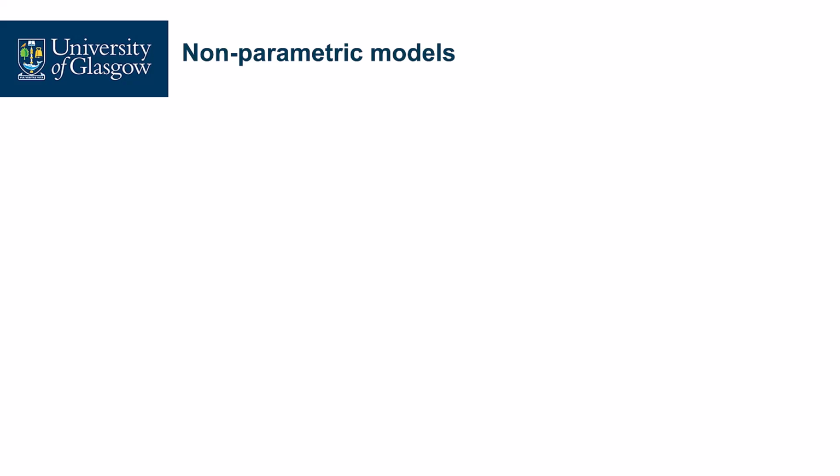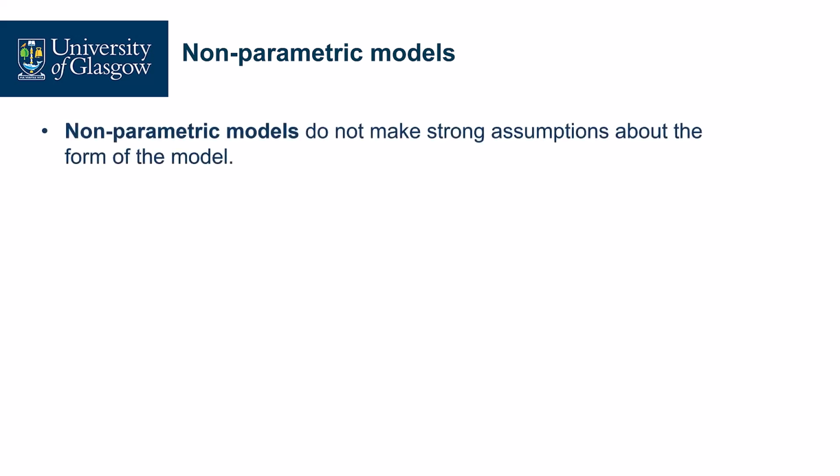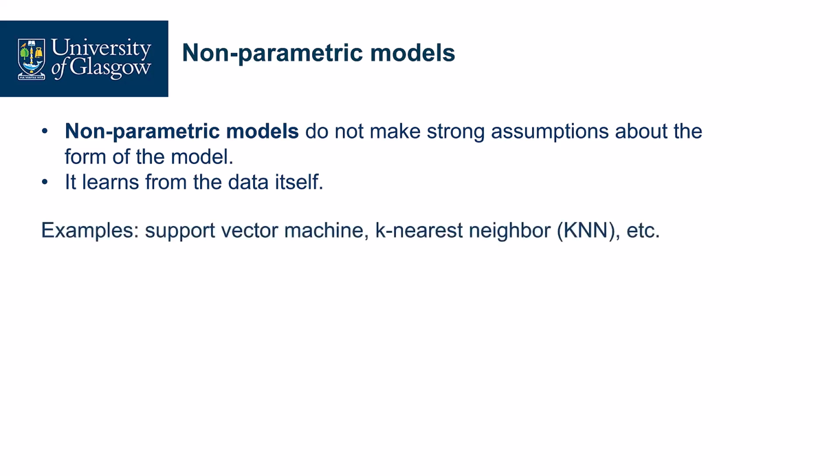In contrast to parametric models, in this kind of method, we don't assume there is a known form of the model. For example, we don't assume there is a linear relation, right? We don't assume any form of the model, and the algorithm has to learn from the data itself. There are many types of machine learning methods that belong to non-parametric models, for example, the support vector machine and the k-nearest neighbor, which we will talk about very soon.